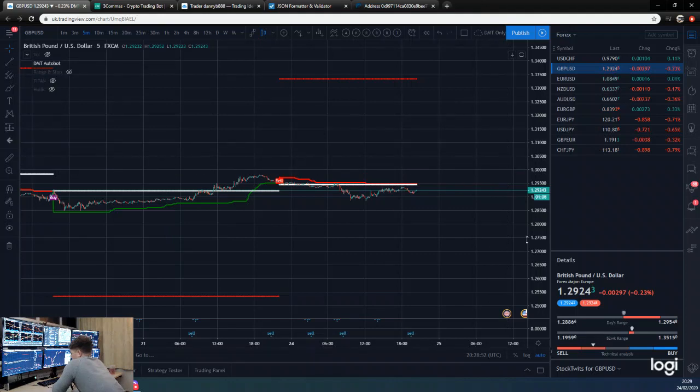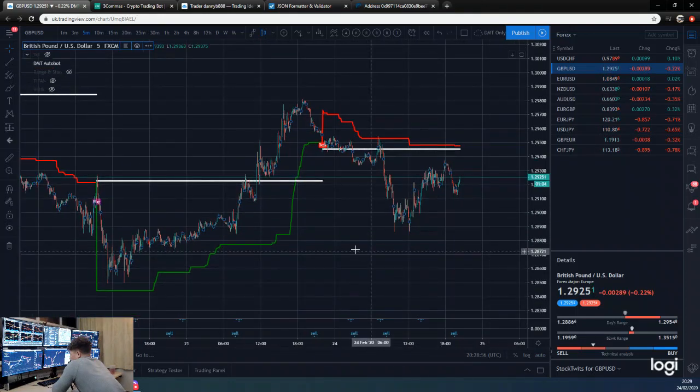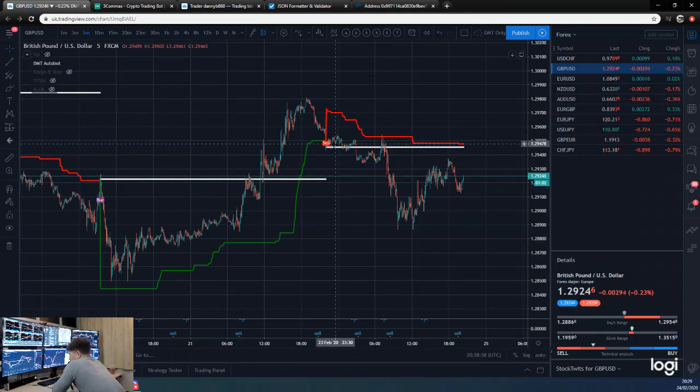So cable then, pound dollar, GBP USD. Right, so yeah, we had a sell here, we came down. Depending on how you manage your risk, we'll see where you entered, and then where you got out, where your trailing take profit was.